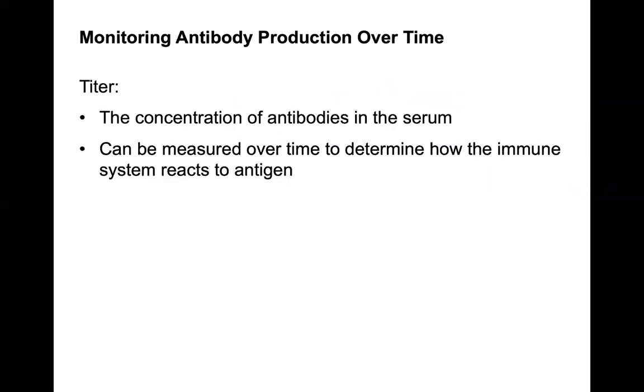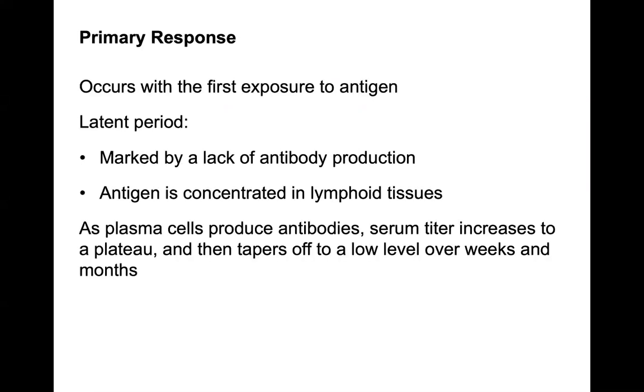We can measure the production of antibodies over time. This is called a titer, the concentration of antibodies that's found in blood serum. It can be measured over time to determine how the immune system reacts to an antigen. Some of you may be familiar with this. This is what they're looking at with the vaccine development for COVID, to see how your antibody response is occurring.